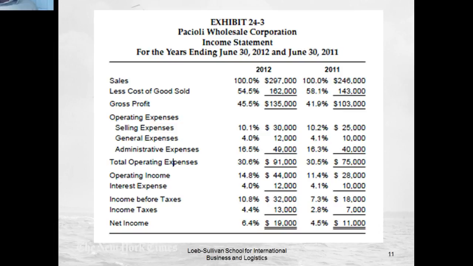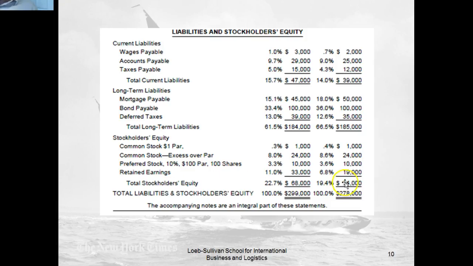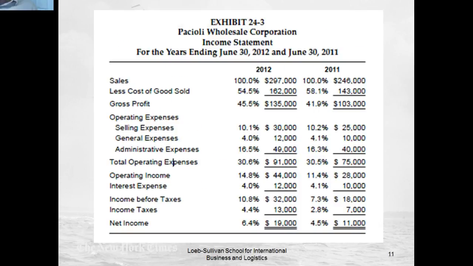So all of that increase in gross profit is going to go to operating income and then down to net income. So your gross profit is up from 103 to 135. Your net income is up from 11 to 19. That's a huge increase percentage-wise in net income. So my net income is up almost 50%. So 4.5% to 6.4% of sales. Huge increase. And that's also reflected back here in your increase in retained earnings. So Pacioli is doing really well this year.